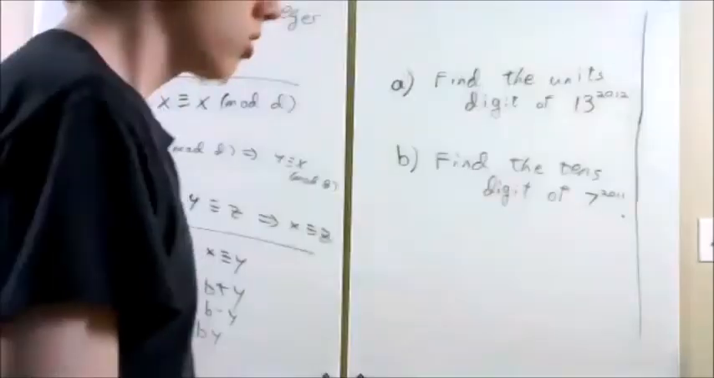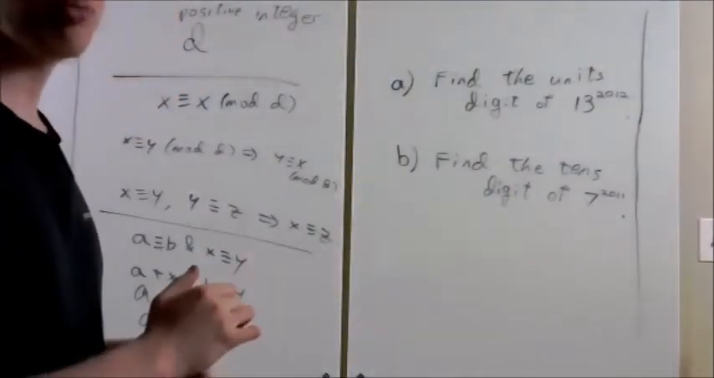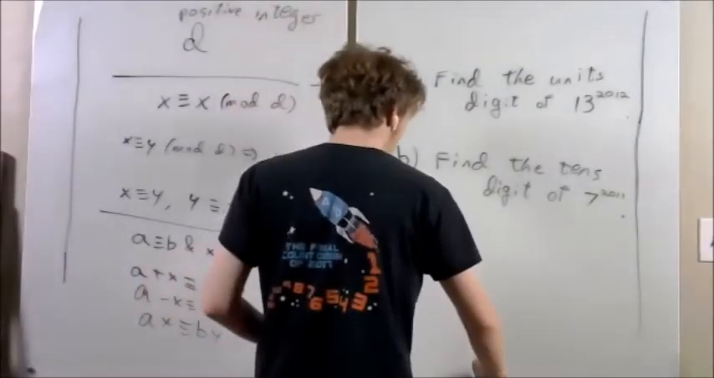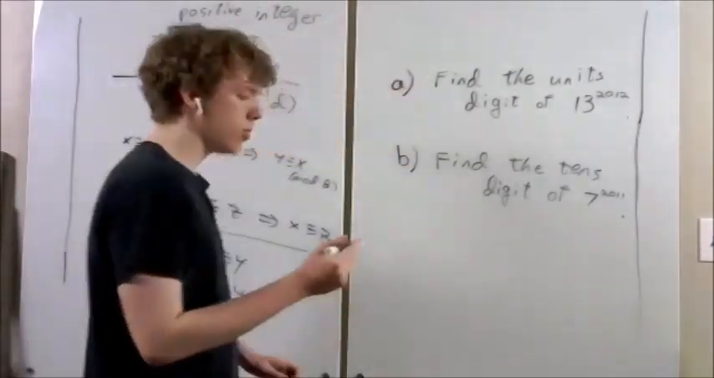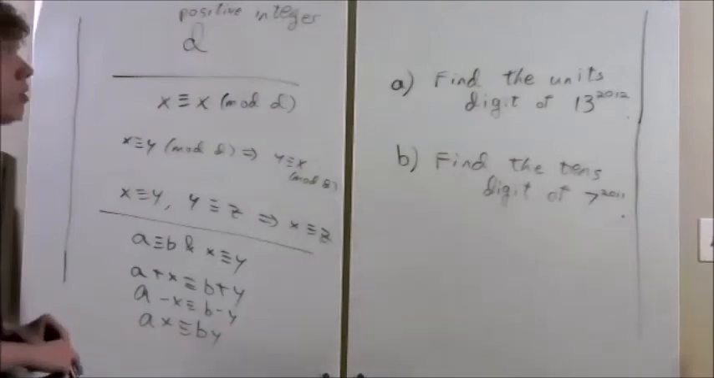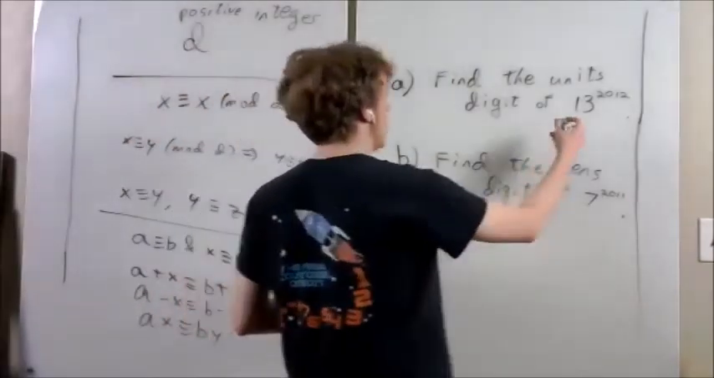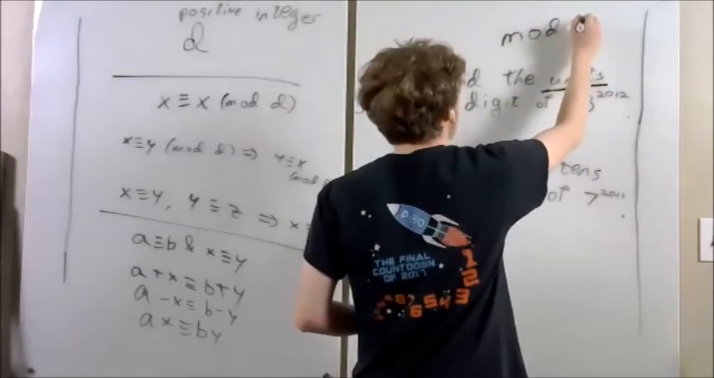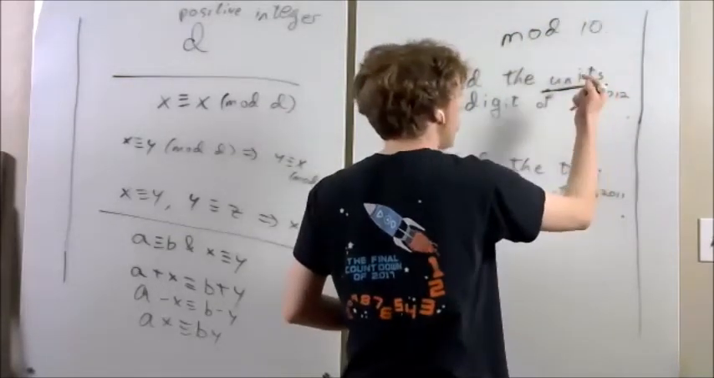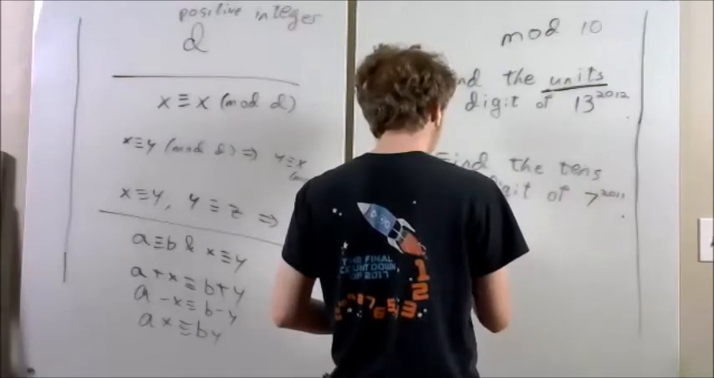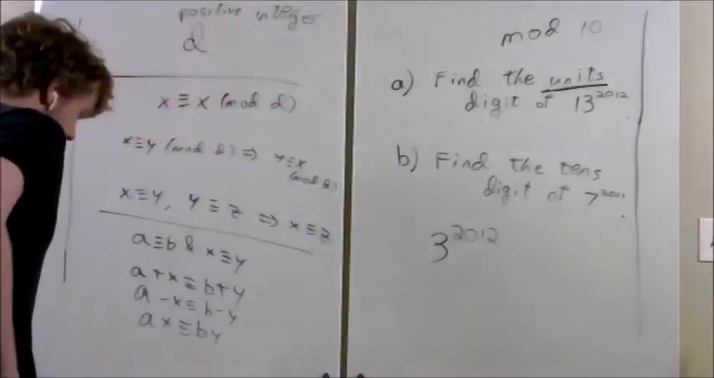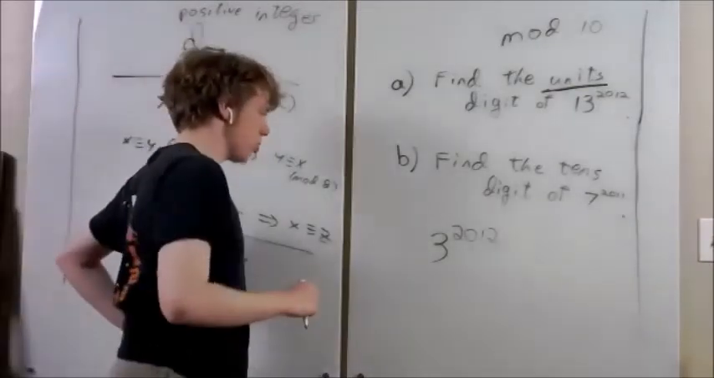All right, so let's talk about the solution to this problem. So basically, the point is, if you have the units digit of this number, 13 to the 2012, well, since the units digit means we can just think of mod 10, we might as well just see 13 mod 10 is just the same as 3. So let's look at 3 to the 2012. And so since it's mod 10, we can just focus on the units digit.